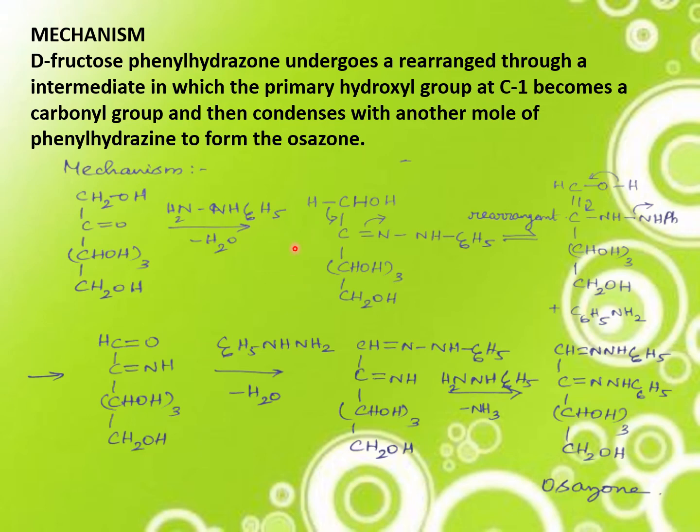This is going to react with phenylhydrazine, NH2NHC6H5. This oxygen and these two hydrogen are going to eliminate as water molecule. We get C double bond N NHC6H5. Here this CH2OH is the same as we have written here, but we have separated the hydrogen here. We have written one hydrogen at the left hand side and then CH2OH, CHOH at the right hand position. This is going to undergo a rearrangement. This bond is going to shift towards this carbon and this bond is going to shift over here.